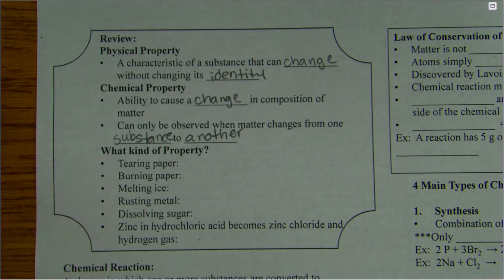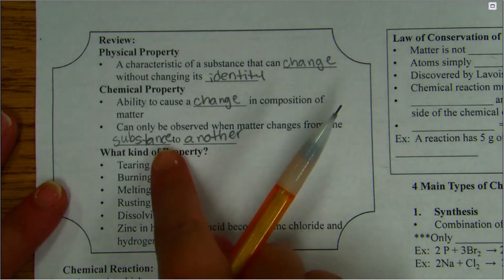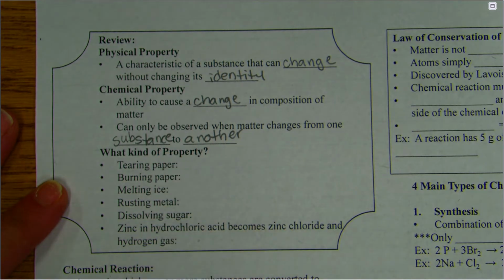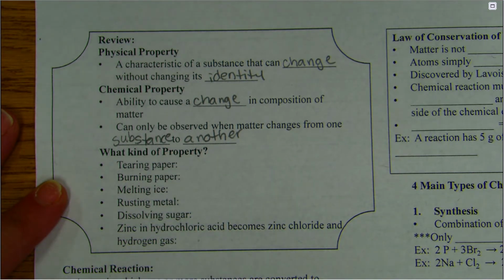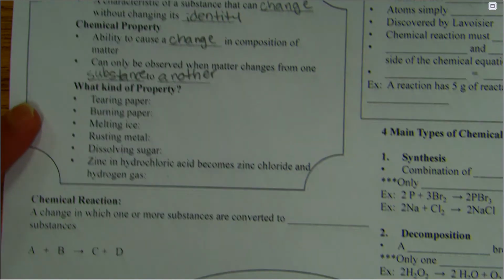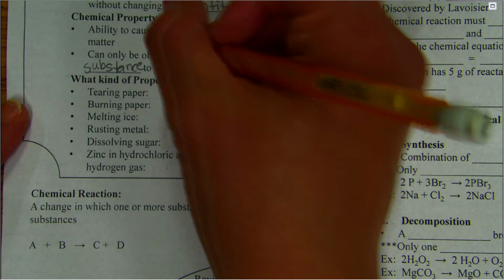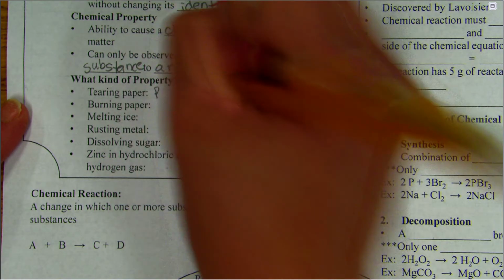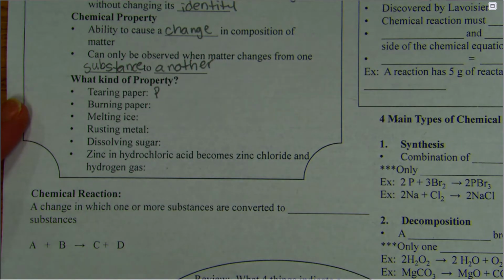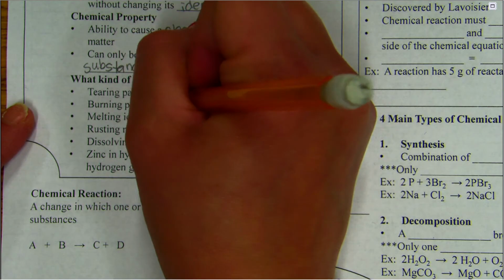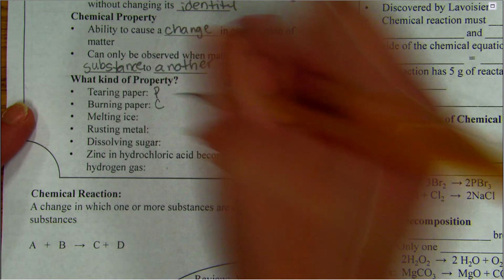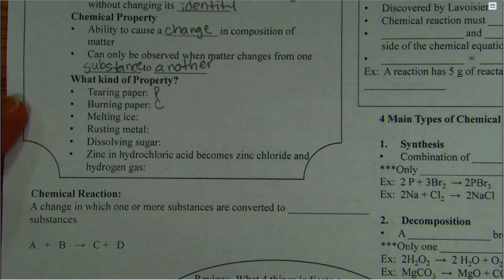So what I'd like for you to do is pause this video and determine these examples. Are they physical or chemical properties? Okay, so tearing paper. If I tear paper, it's still paper, so that is a physical property, and I'm just going to write P for physical. Burning paper. If I burn paper, it becomes ash. I cannot get the ash back into the form of paper, so it is chemical. I'm going to write a C for chemical.